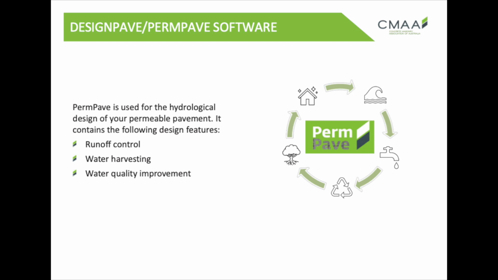This is just a small list of what PERMPAVE can do. There are three main features included within PERMPAVE. The first is runoff control, the second is water harvesting, and the third is water quality improvement.